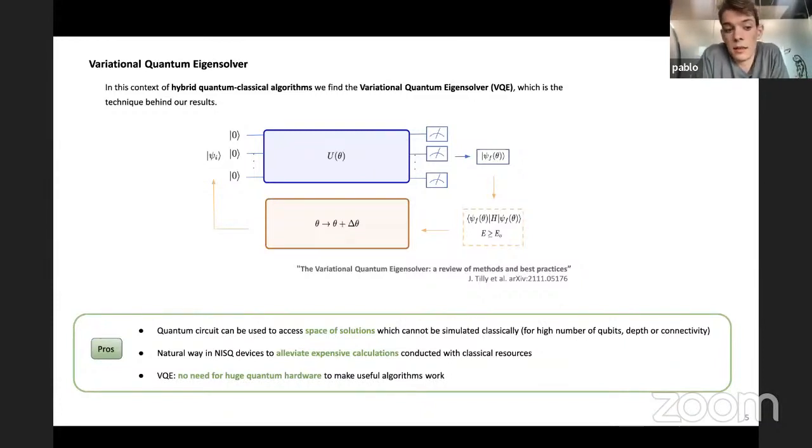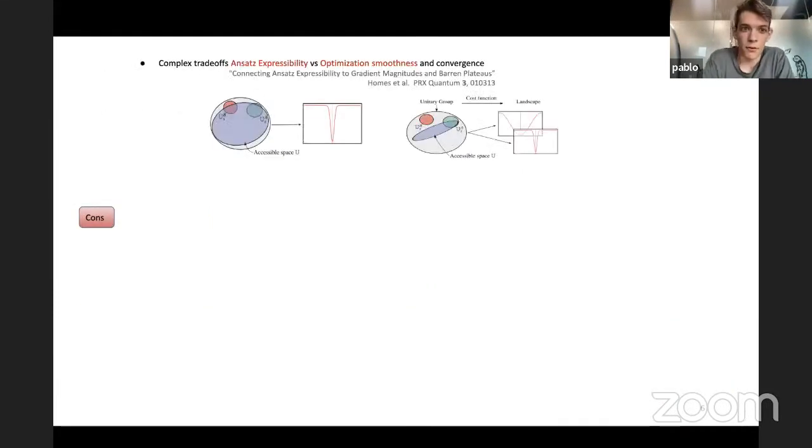Good thing is that this VQE does not really need a huge apparatus in order to prove usefulness, to develop some hybrid algorithms. There are already some useful algorithms around, and this is something you can already do with the noisy machinery we have nowadays. But of course, this all comes at the expense of some cons, right? First of all, there is a complex trade-off between.